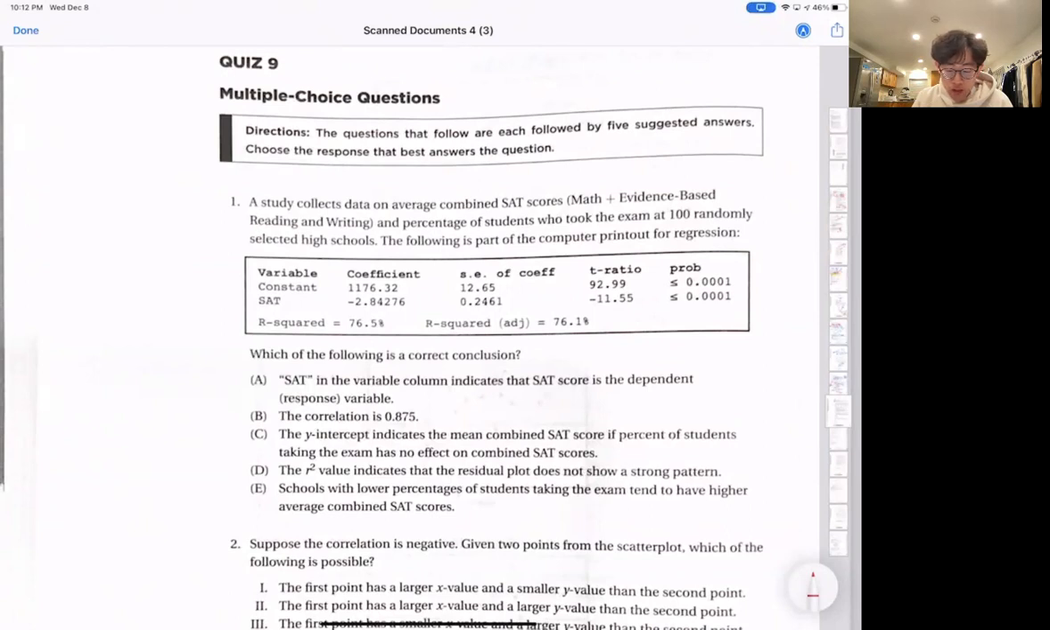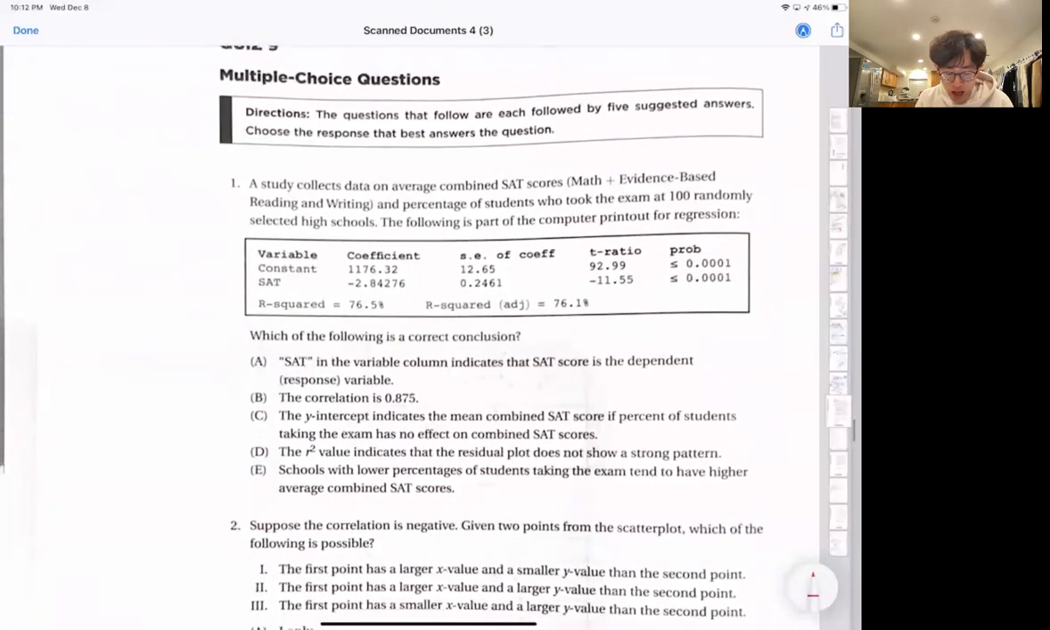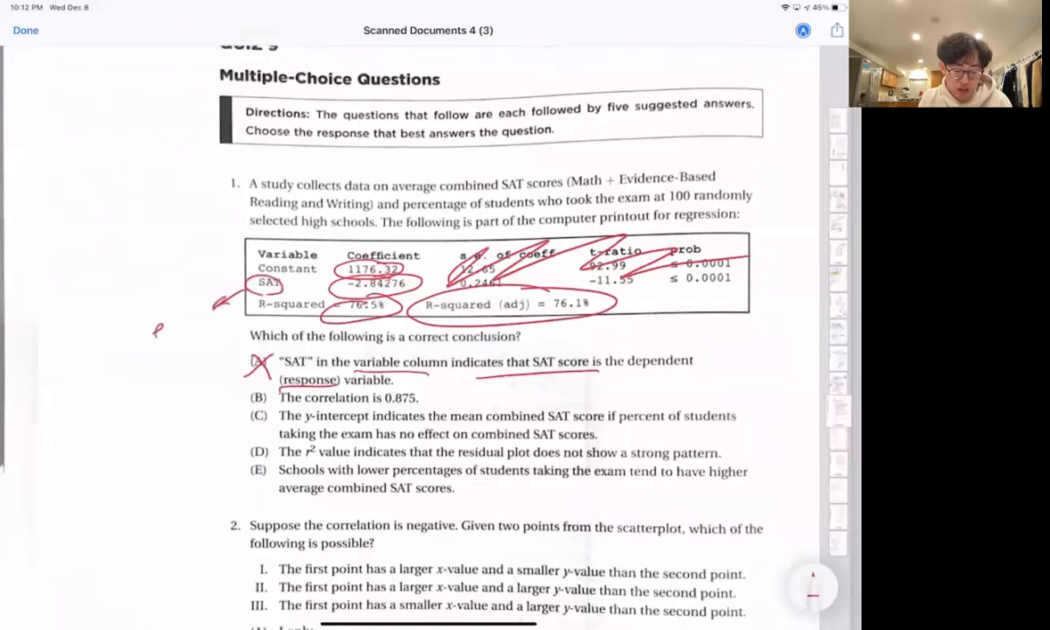Number 1, which of the following is a correct conclusion? So we have the slope and the y-intercept, all these wonderful things. Remember, we are just completely going to disregard that. SAT in the variable column indicates that the SAT score is a dependent response. We always talked about how this is explanatory.